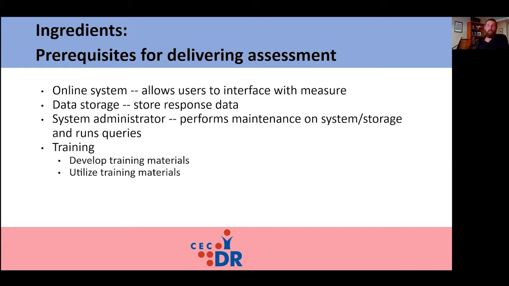And then finally, there's going to be some training, because for this measure, what we're assuming is that teachers will have to help students take the survey. If they need help with what the question is really getting at, the teacher is required to be there. So there's going to be some training involved. First, the training materials have to be developed by the researchers. And then finally, you actually have to utilize the training materials and conduct that training, right?